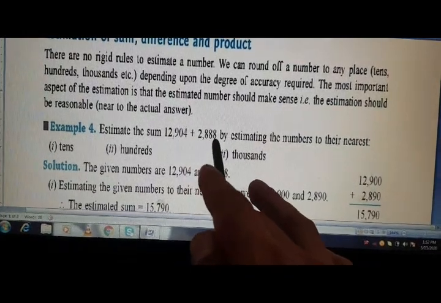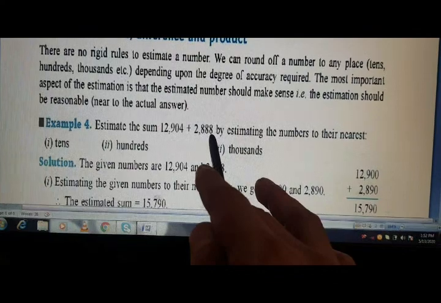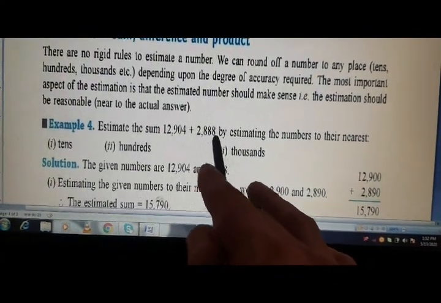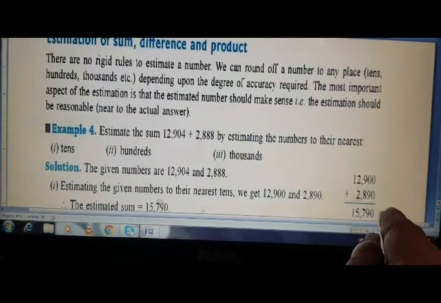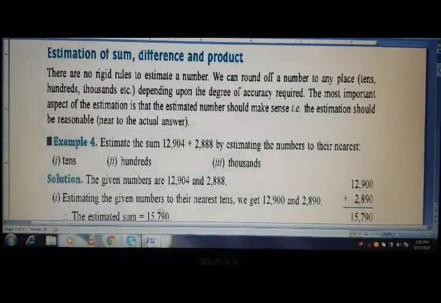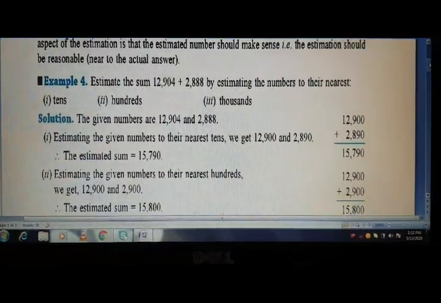And for this we will check again from ones, because it's nearest tens. 8 is greater than 5, so this is rounded off to 9 and this becomes 2,890. We add them, and 15,790 will be your estimated sum for these two numbers.